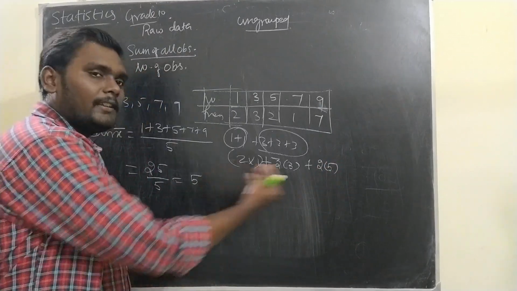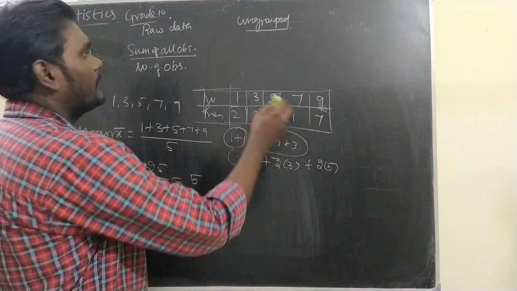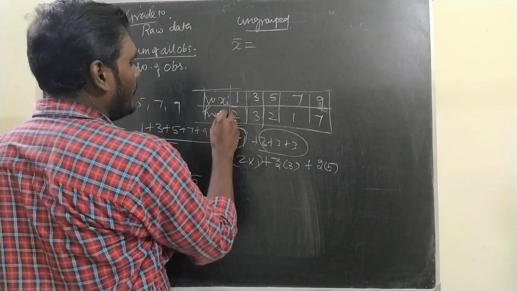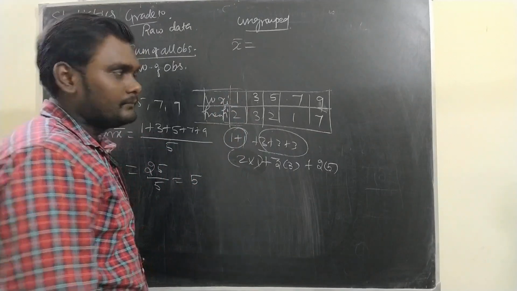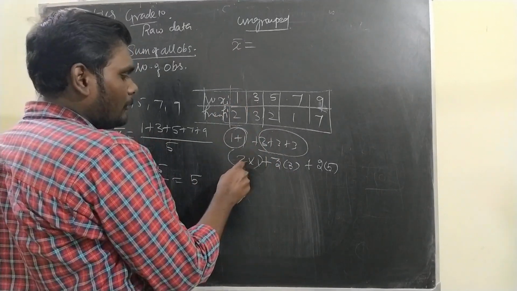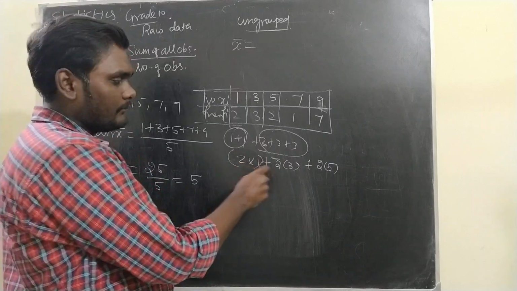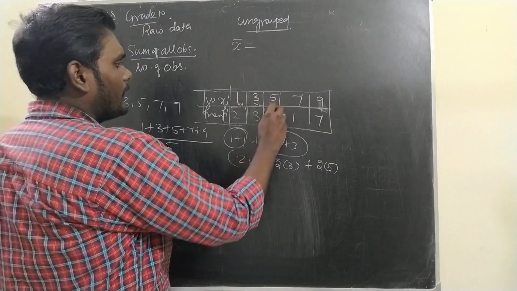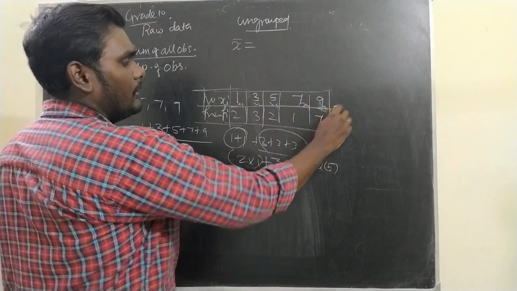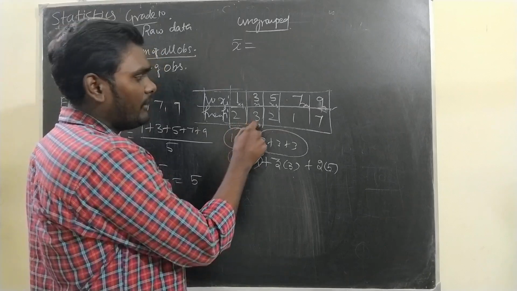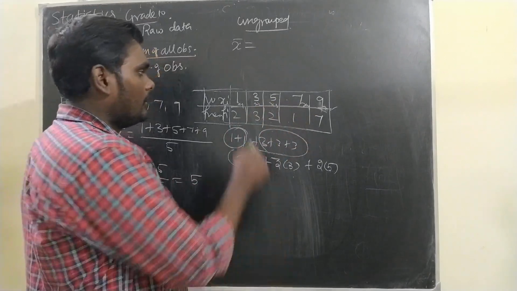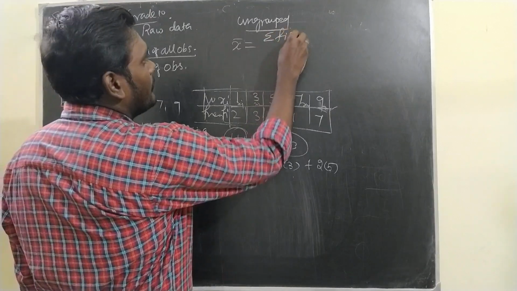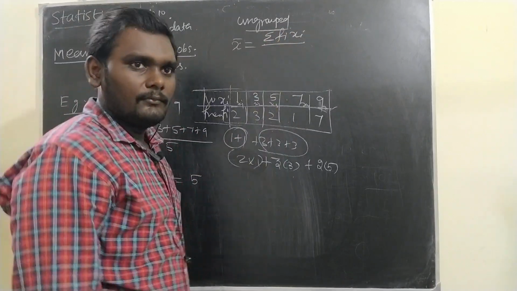Okay. So this one we are going to generalize. How are we going to generalize? You see, x bar is equal to, this is called xi, this is called fi. So f1 into x1, f2 into x2. Are you getting it or not? This is x1, x2, x3, x4, x5. Here, this is f1, f2, f3, f4, f5. So x1 into f1, or f1 into x1. So summation fi xi. Got it?